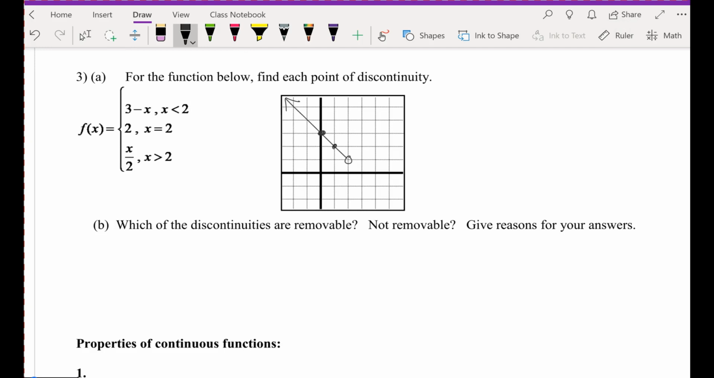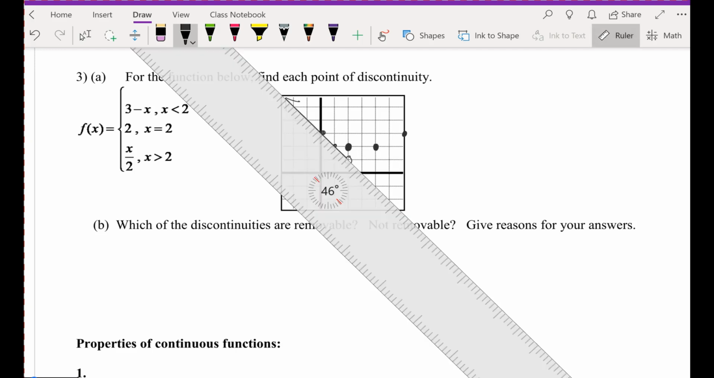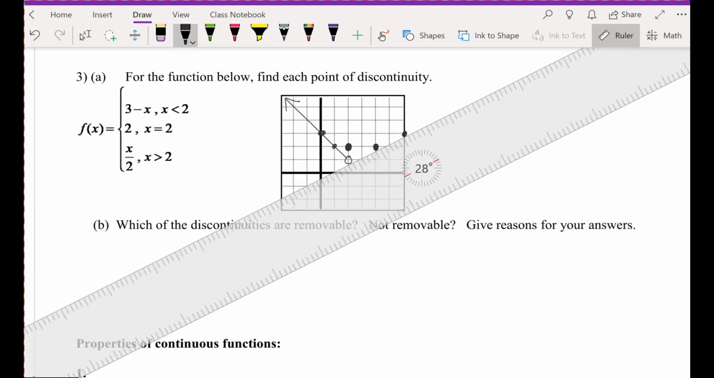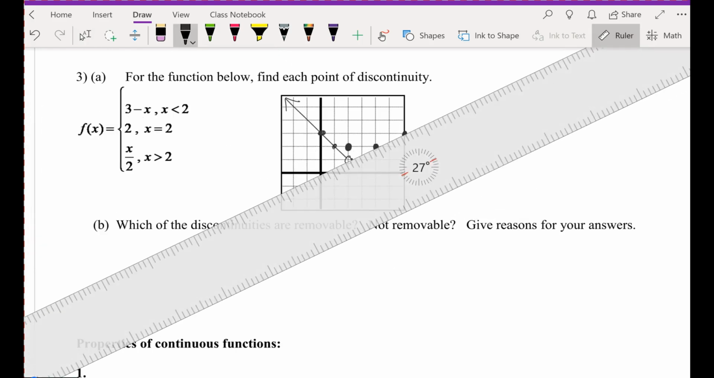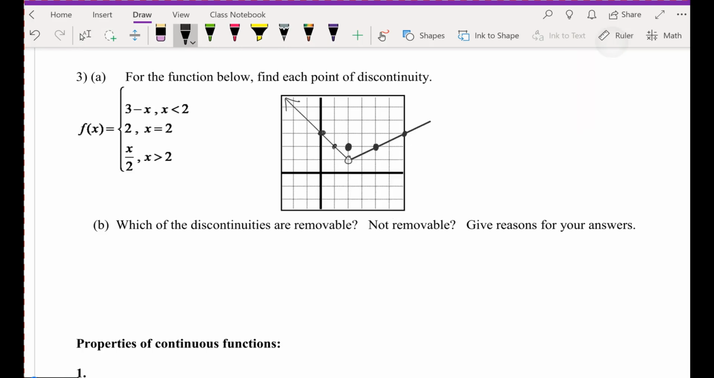Then next it says x equals 2 at 2. What do you do with that piece? It's a dot. Then over here to the right, I'm going to pick 2 again, and that's going to be an open circle. 2 divided by 2 is again 1, the same exact location. I'm not going to pick 3, but I can pick 4. 4 divided by 2 is 2. Then 6 divided by 2 is 3. So I like to pick nice numbers. Is that similar to your homework?